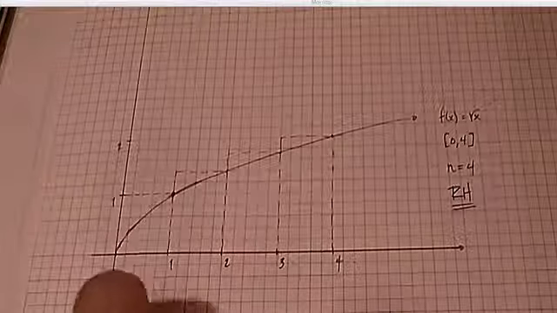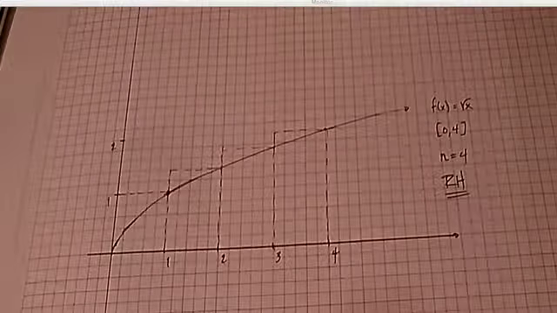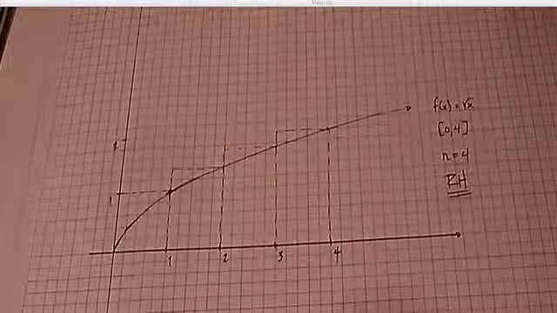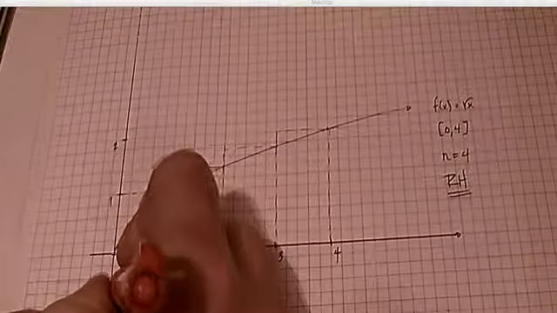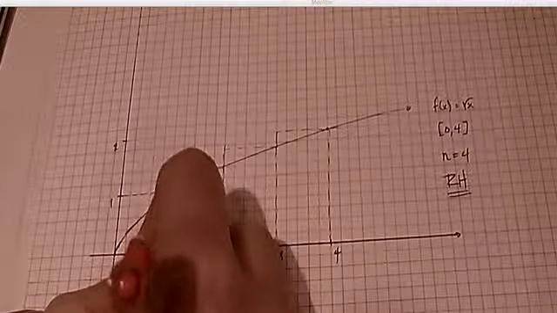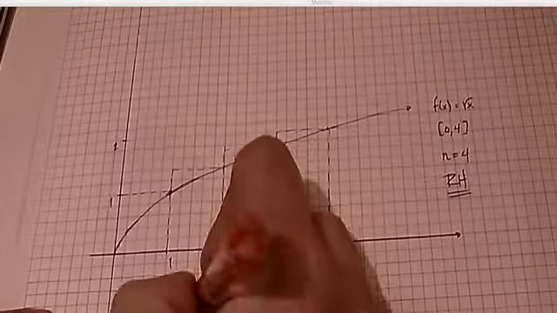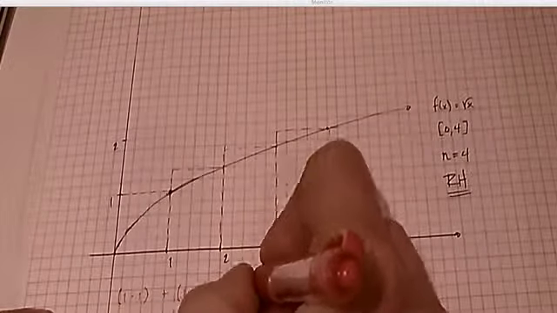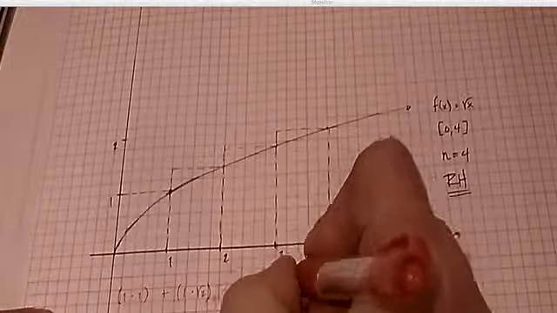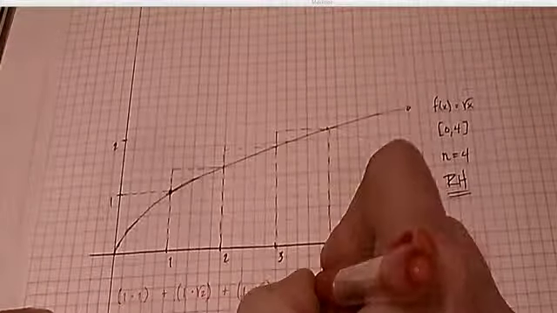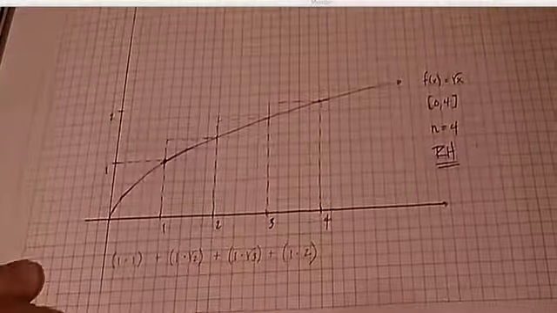Now, obviously, these have the same width, right? So these rectangles are all still 1 unit wide, and so we're going to get 1 times 1 plus 1 times root 2 plus 1 times root 3 plus 1 times root 4, but root 4 we know as 2.